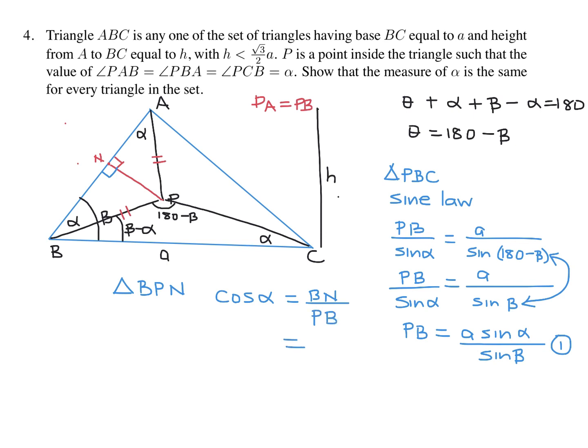Now BN, there's a property that in an isosceles triangle, if you draw a perpendicular, it cuts the base into half. So that means that this BN is equal to NA. So BN is really just AB divided by 2, and that's over PB. All right. And then we can isolate for PB. This is cos alpha. So that means that PB is equal to AB over 2 cos of alpha. All right, so this is equation number 2.